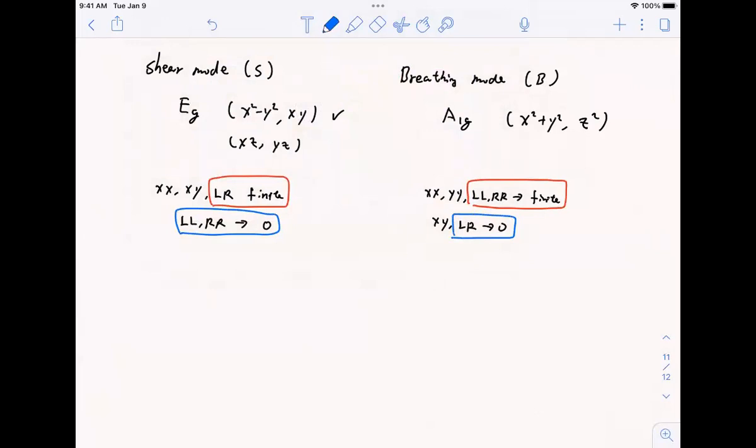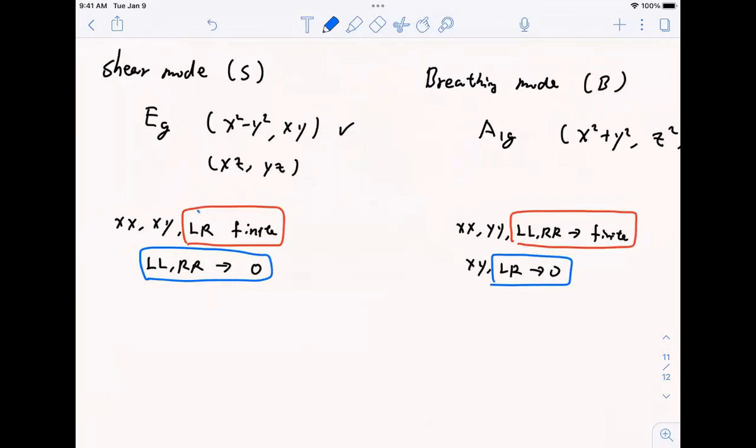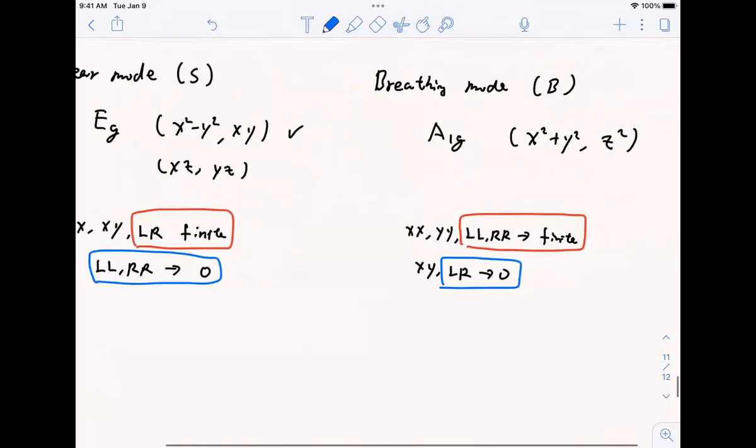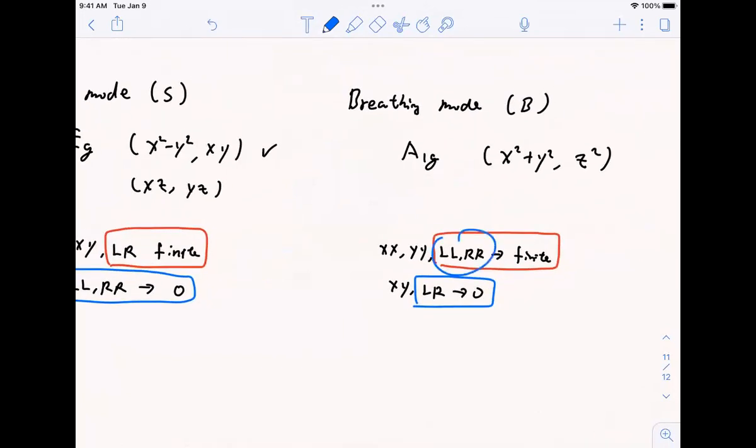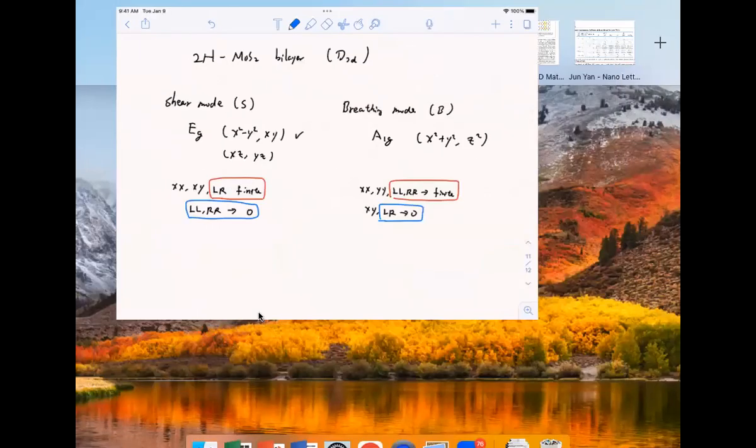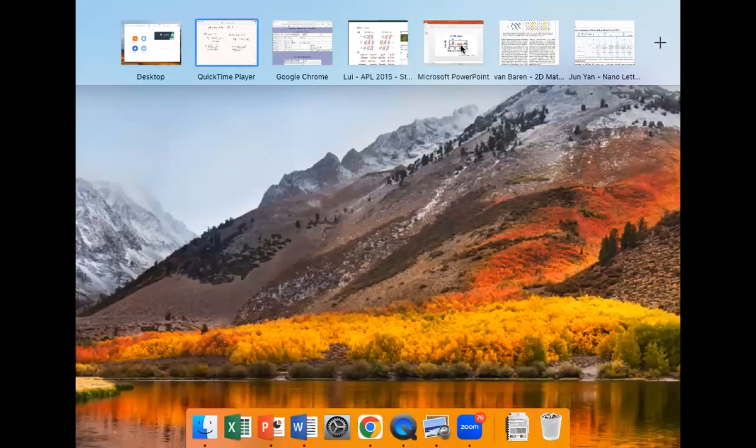Is that okay? For this one, you have left and right, you see finite signal. But for this one, you have left and right, you see 0 signal. And for this one, you have left, right, you see 0 signal. For this one, left and right, you see finite signal. Okay, so they're going to change the helicity of the Raman differently. Okay, so let me show you the result.